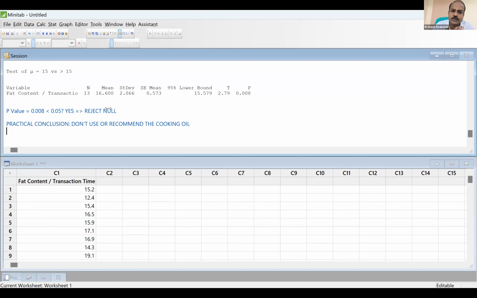Whenever that possibility is more than 5%, we should not proceed with the null. So we reject the null. Clear? The permissible risk is 5%. So whenever the risk is less than 5%, you believe the company and do it, because some amount of risk you have to take.